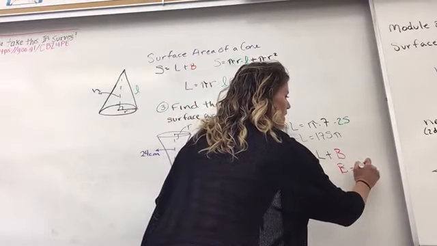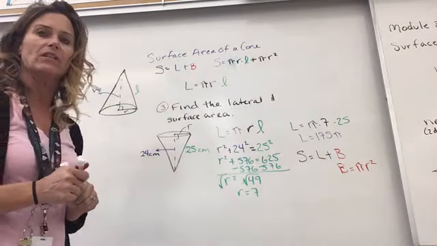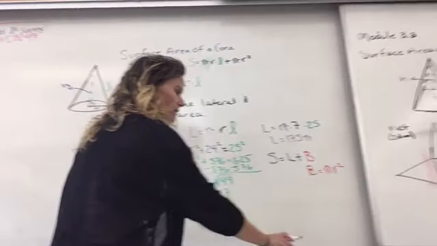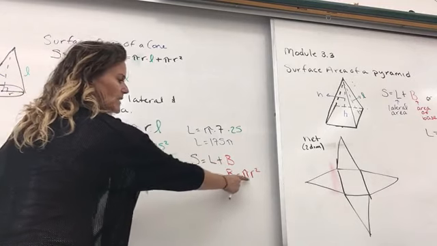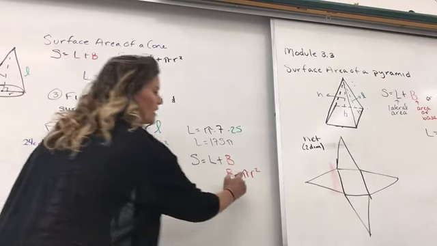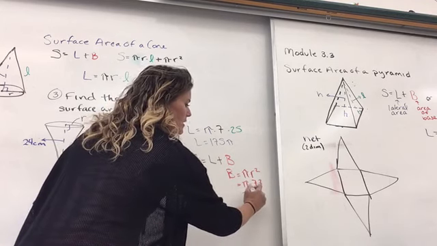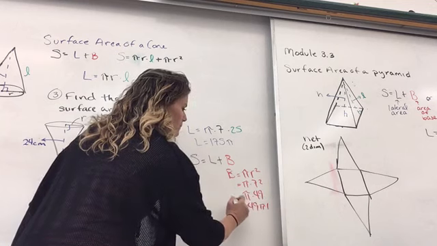The base is pi r squared. We found r to be 7. So lateral area plus base. Base is pi r squared because it's a circle. So that's pi times 7 squared. That's 49 pi for the base.